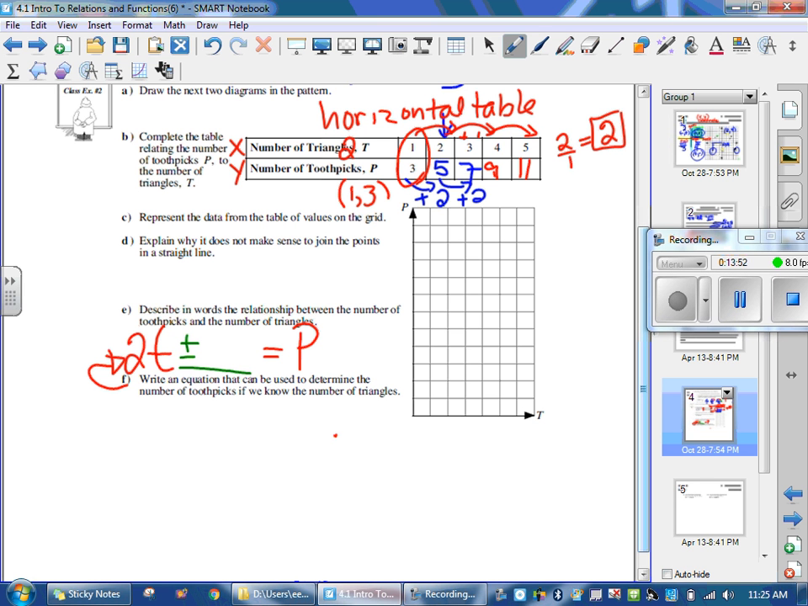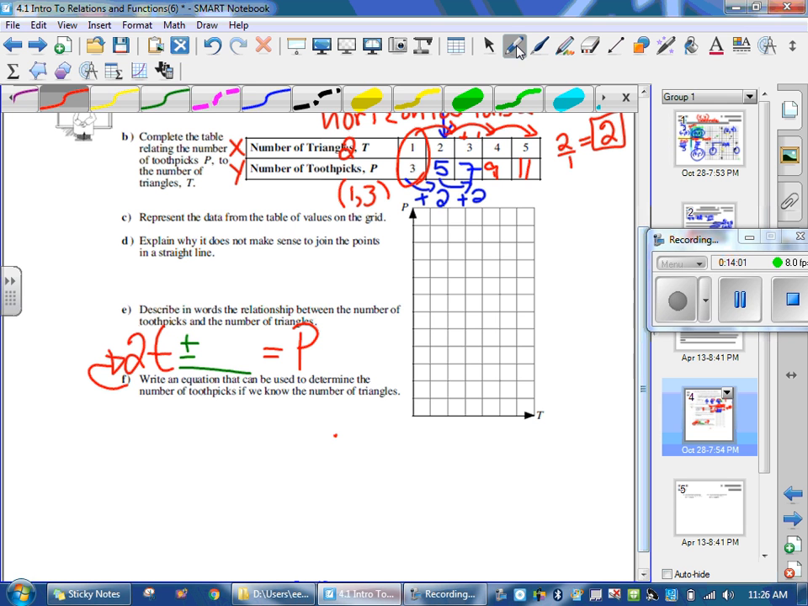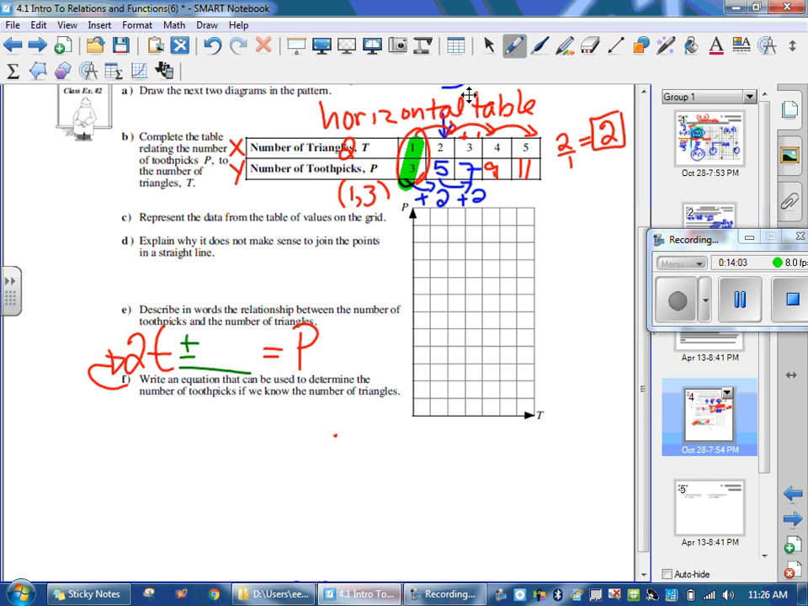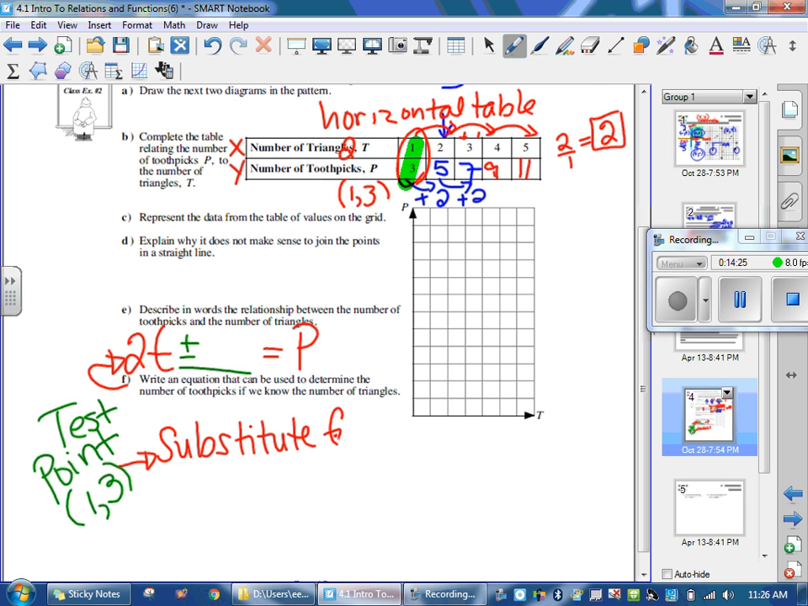The only way we can figure out what's on that blank to finish our equation is by choosing a test point. So, you usually choose the first point, but it doesn't really matter. So I'm going to choose that first point just so it's easier for us. And here's my test point. Okay, I'm using 1 and 3. What do I do with my test point? I substitute it for x and y. Then solve for the unknown number.